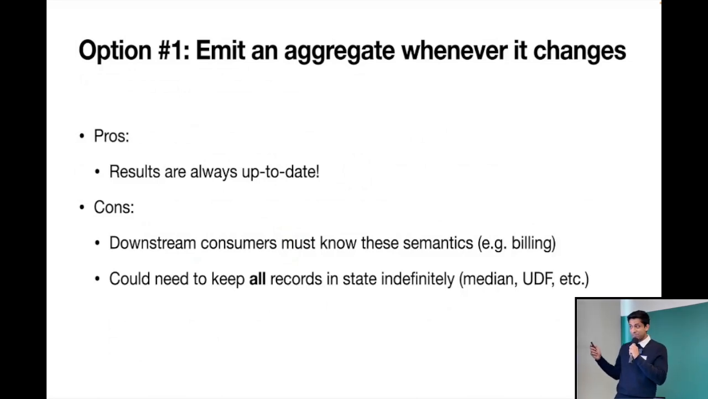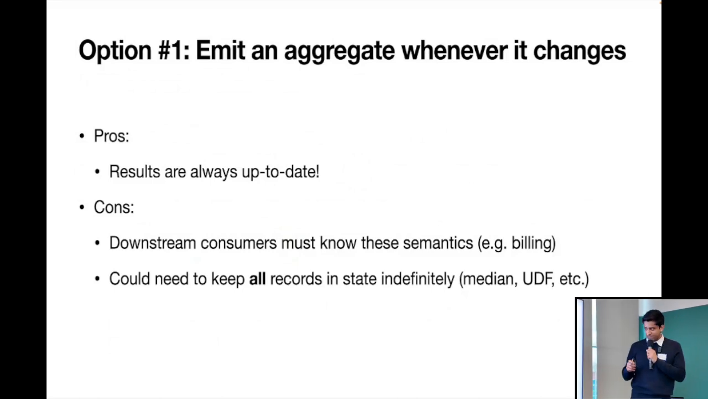I don't know about him, but I'd be a little bit annoyed, right? I want to see one bill. I don't want to have to see that number constantly going up. So the downstream consumers have to know you could get multiple. And you also have to keep all those records in state buffered indefinitely.